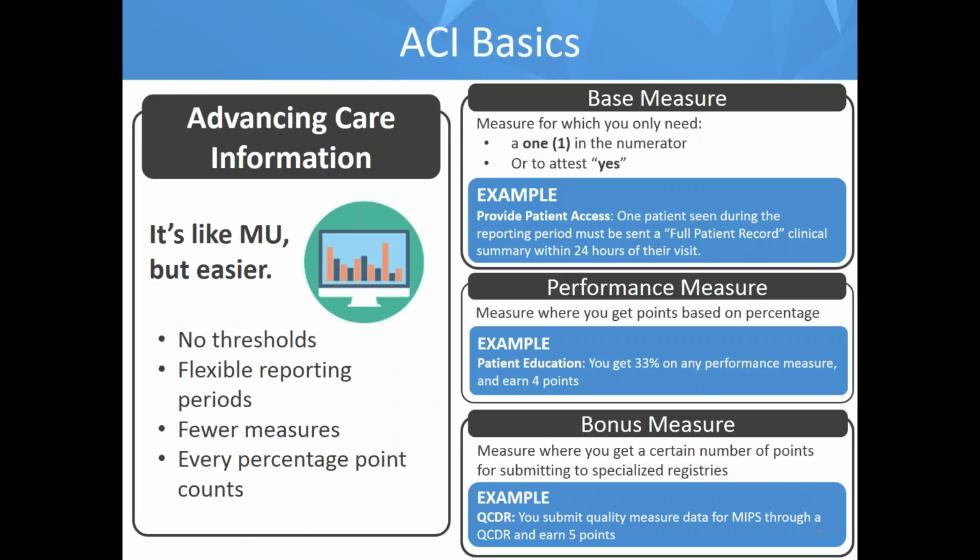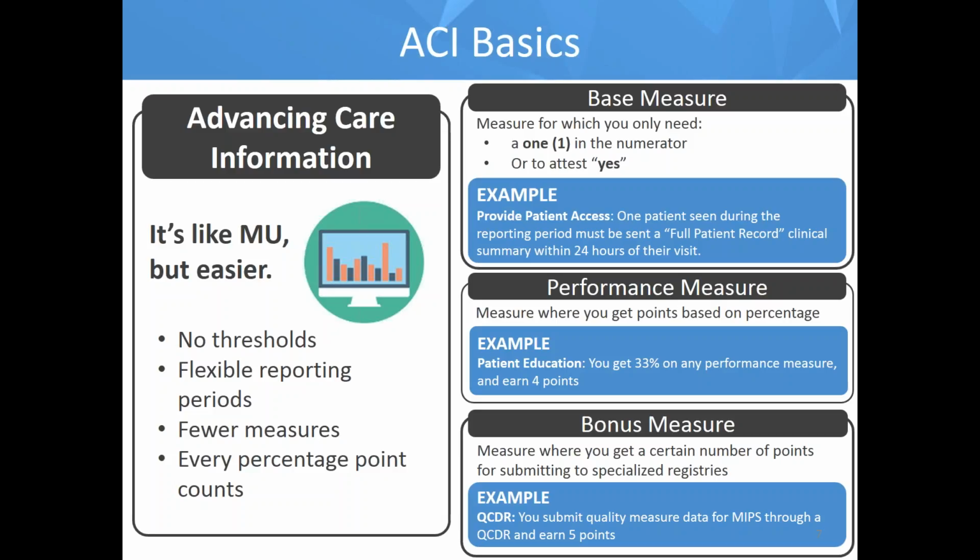So let's start talking about the focus of this webinar, which is the category Advancing Care Information, or ACI. It's best to begin with some definitions which will help you understand the rest of the presentation. Advancing Care Information is a set of measures like meaningful use, but they're easier. There are no thresholds like there were in years past, no 50%, 25%, etc. There are flexible reporting periods. There are a lot fewer measures, and every percentage point counts.